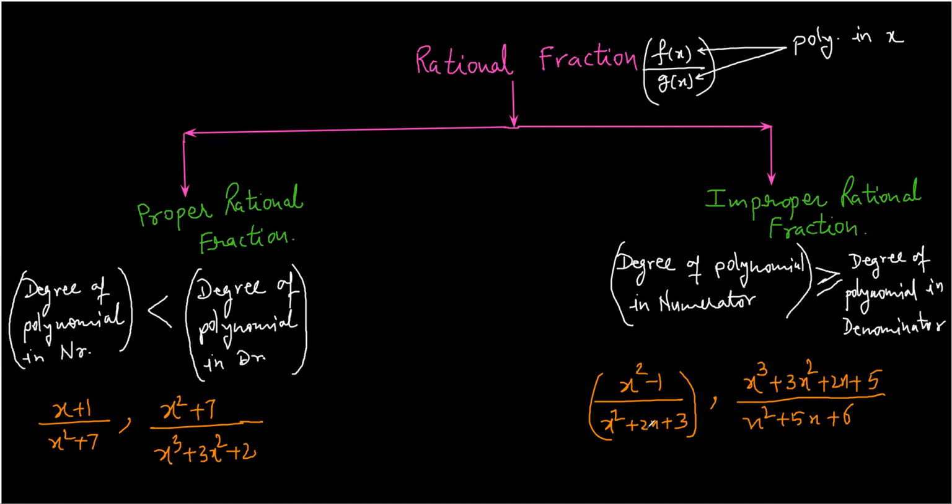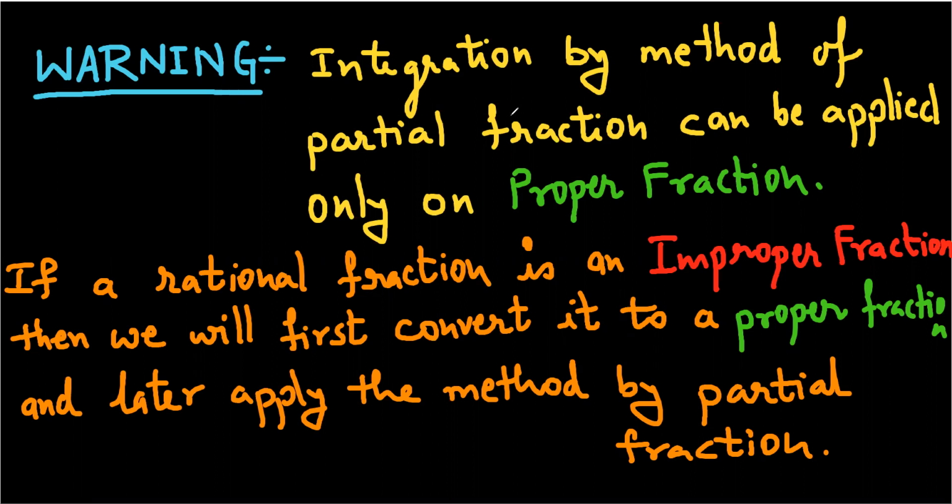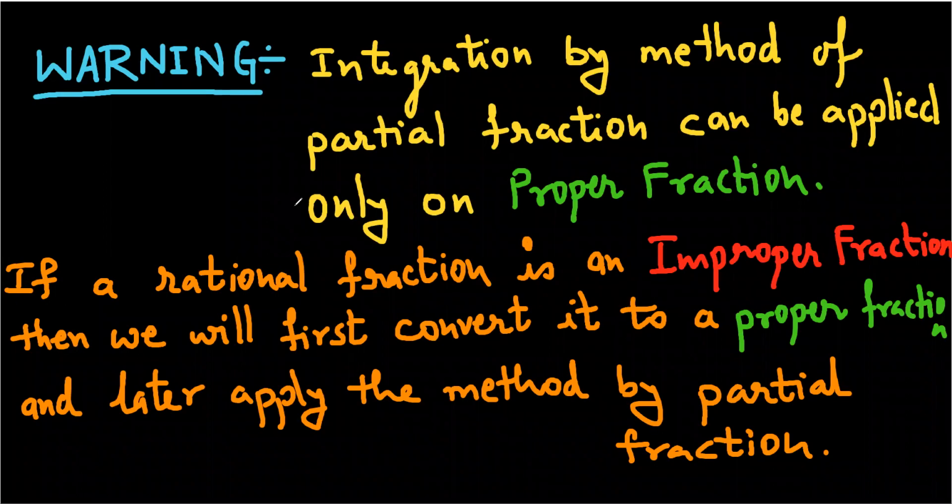You can see the whole thing once again. Just now I taught you what a rational fraction is, and rational fractions are of two types: proper rational fraction and improper rational fraction. Before we go for integration by the method of partial fraction, these are all prerequisites that we are doing. Before starting with the partial fraction method, there are certain things that we need to know. So there is a warning, and that warning I shall now make you all understand.